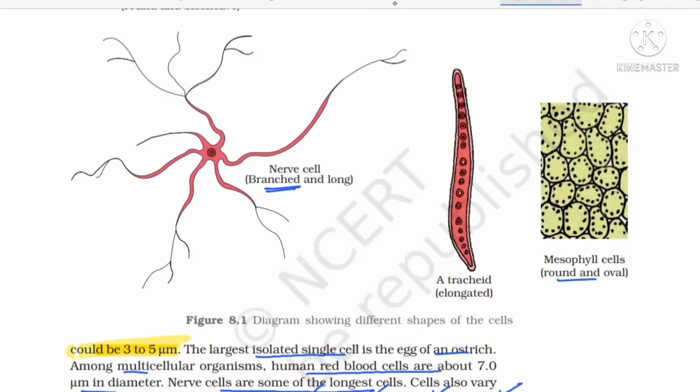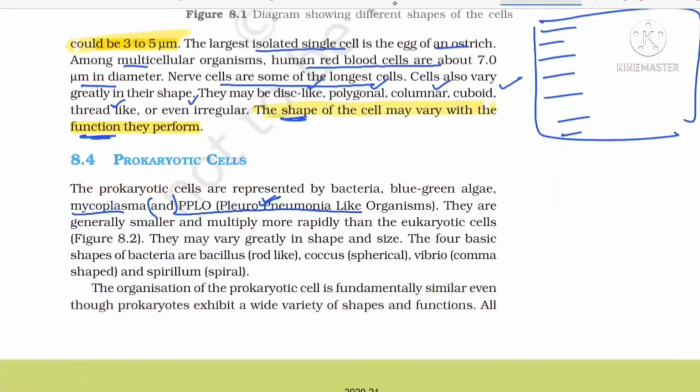Size, you do one thing, right? Make a box for size. Write down all the sizes: typical bacteria, mycoplasma, PPLO, typical eukaryotic cell, virus, every size you write down, RBC size. Okay, now this much is clear.